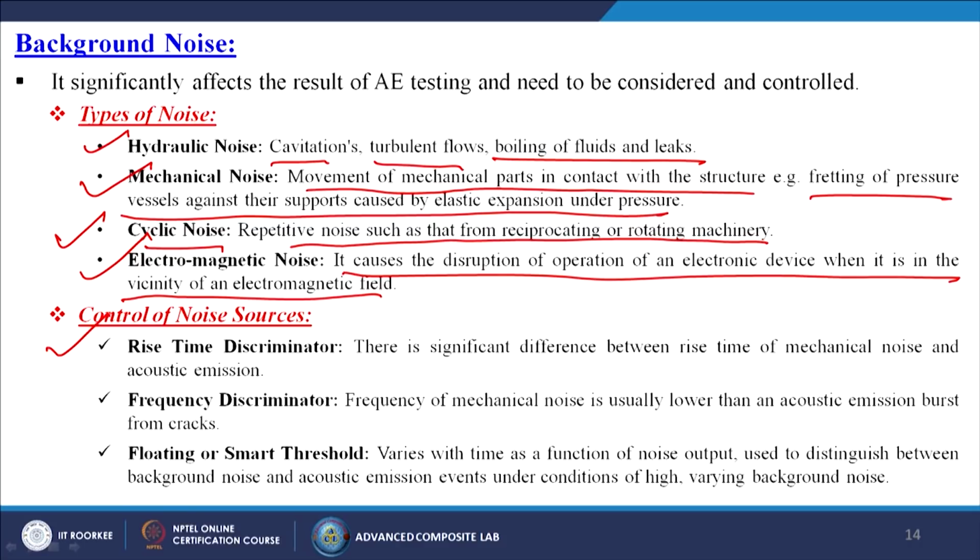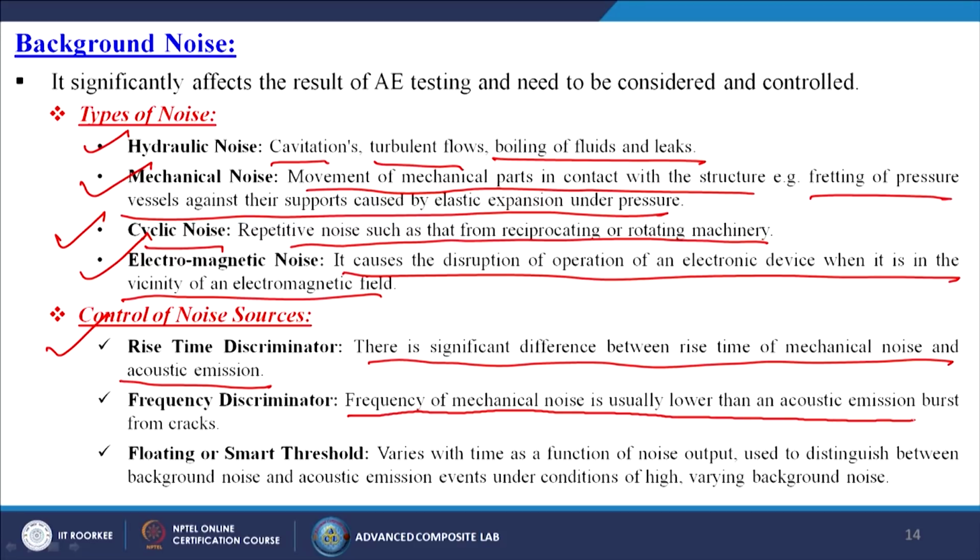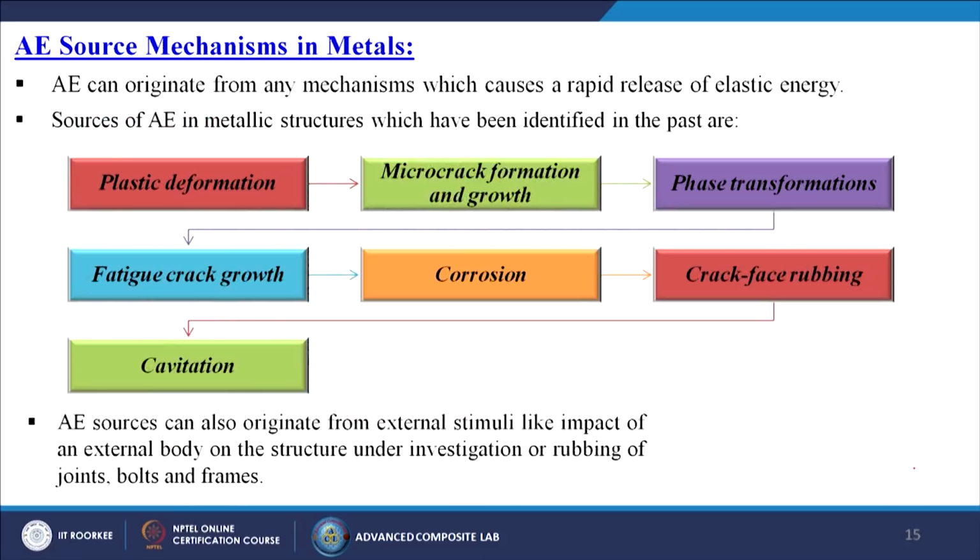Control of noise sources: rise time discriminator, there is a significant difference between the rise time of mechanical noise and acoustic emissions. Frequency discriminator, the frequency of mechanical noise is usually lower than an acoustic emission burst from cracks. Floating or smart thresholds vary with time as a function of noise output, used to distinguish between background noise and acoustic emission events under conditions of highly varying background noise.